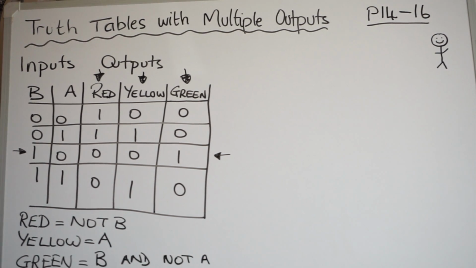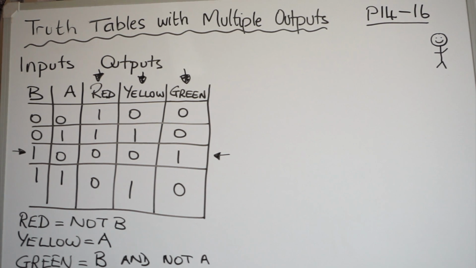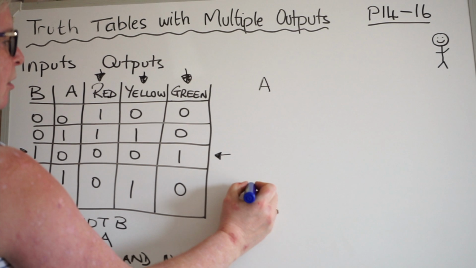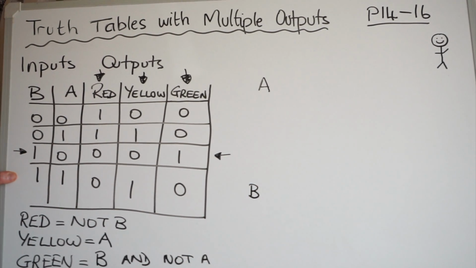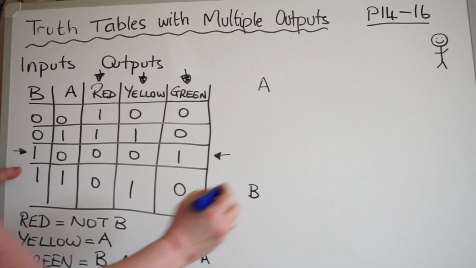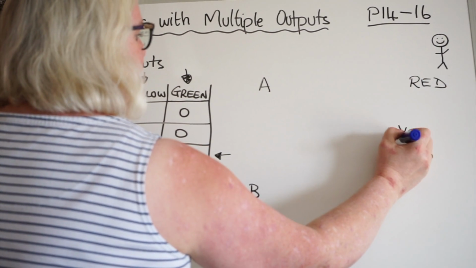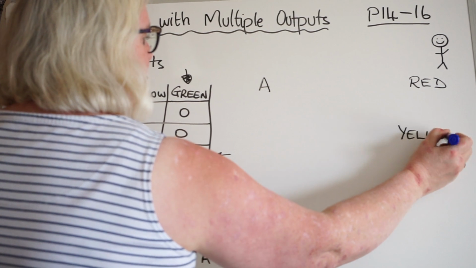Okay, so we've now got our three expressions for red, yellow and green, and now we're going to draw the logic diagram. Once again we start with our two inputs at the left hand side. Our two inputs are A and B, and we put our three outputs at the right hand side. So we've got red, we've got yellow and we've got green.